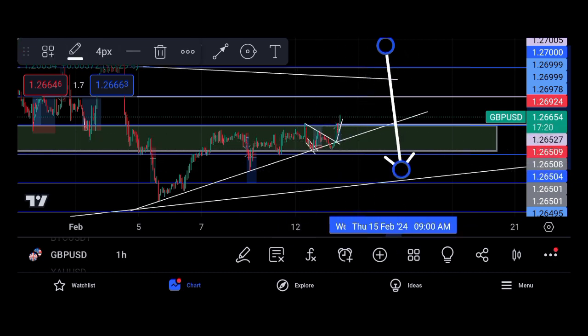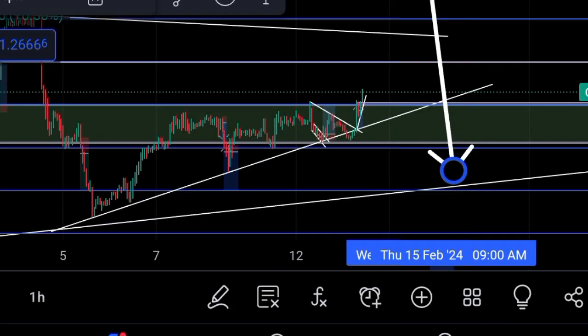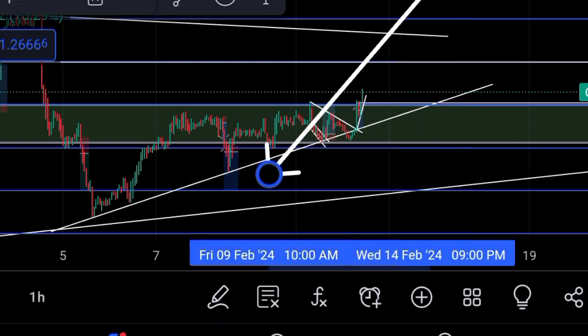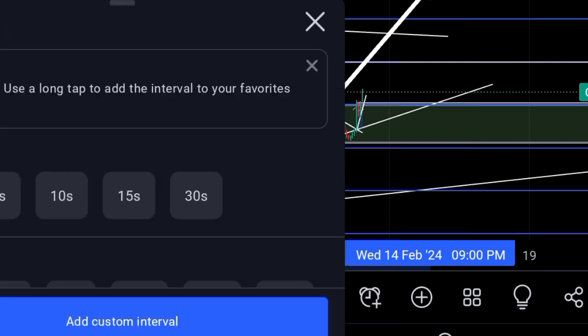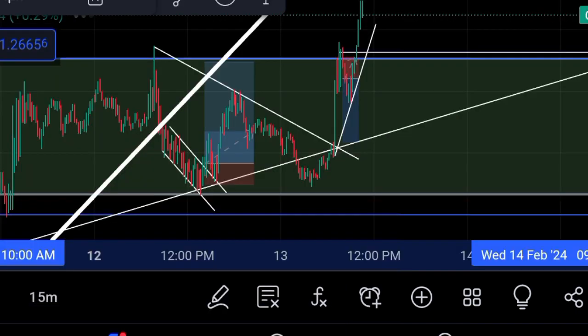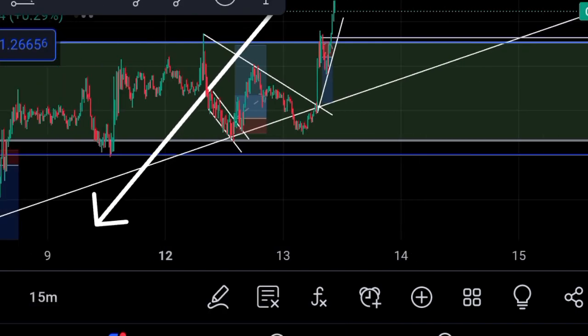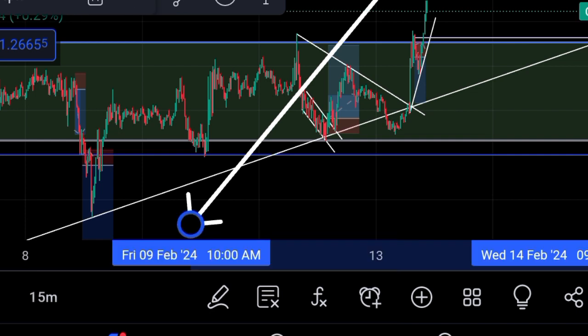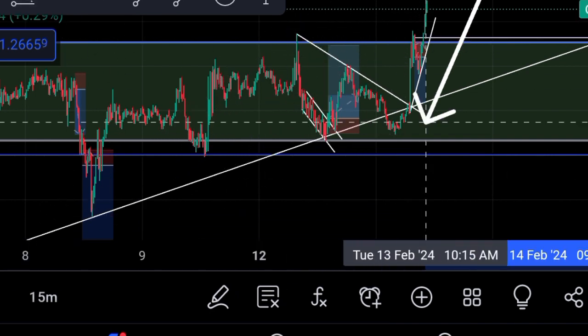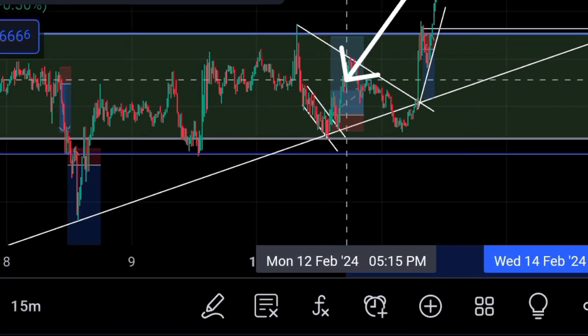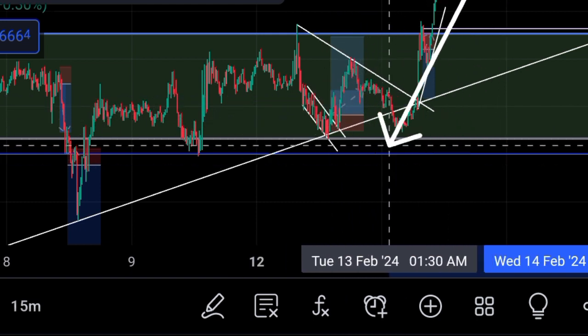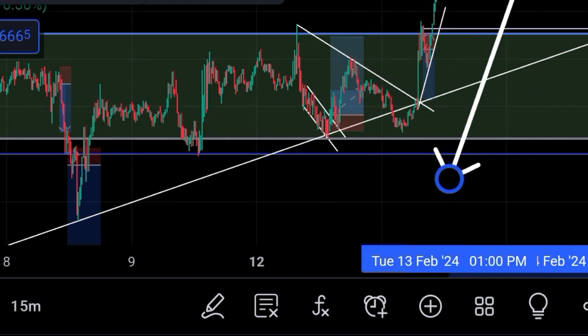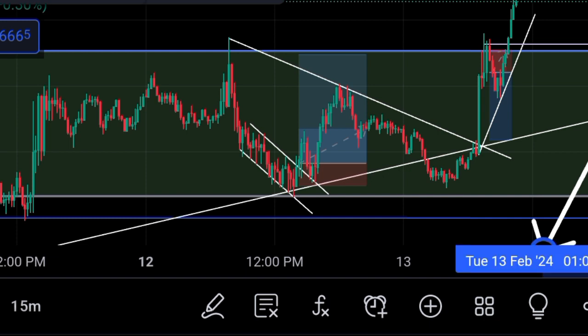So now we want to look for a good entry, and to do that we're going to go to the 15 minutes. Like I said, 15 minutes or 5 minutes. So now let's go to the 15 minutes. Here we are at the 15 minutes time frame. As you can see, this is the trend line on the 1 hour. So now we want to look for an entry. This was where we took our entry.